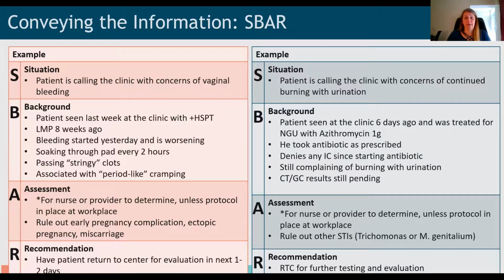Okay. For me, if I get presented this, I would be like, okay, well, we should think about other STDs to test him for. And I recommend that this patient come back to the clinic to be evaluated. Okay, easy enough. Again, this tool is absolutely applicable to many, many situations.